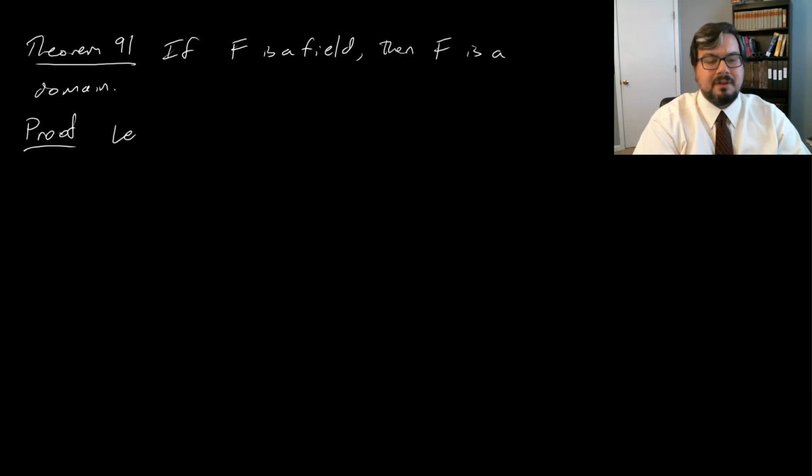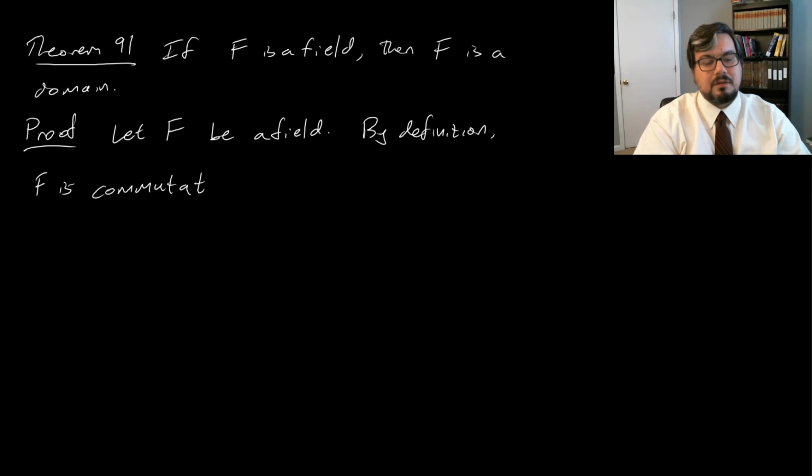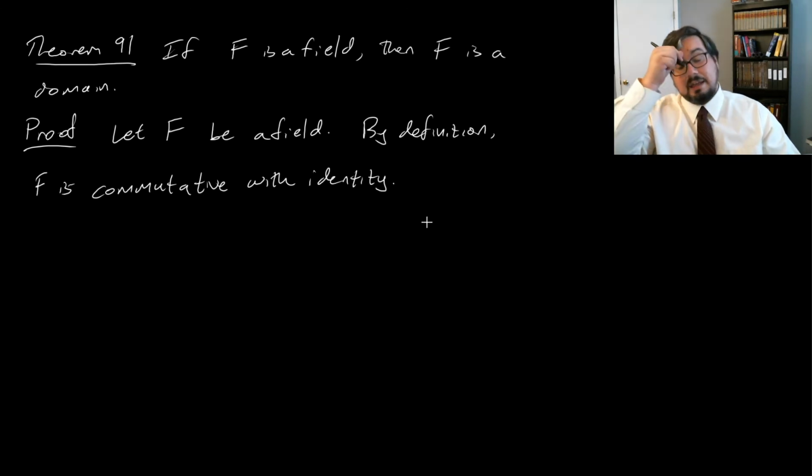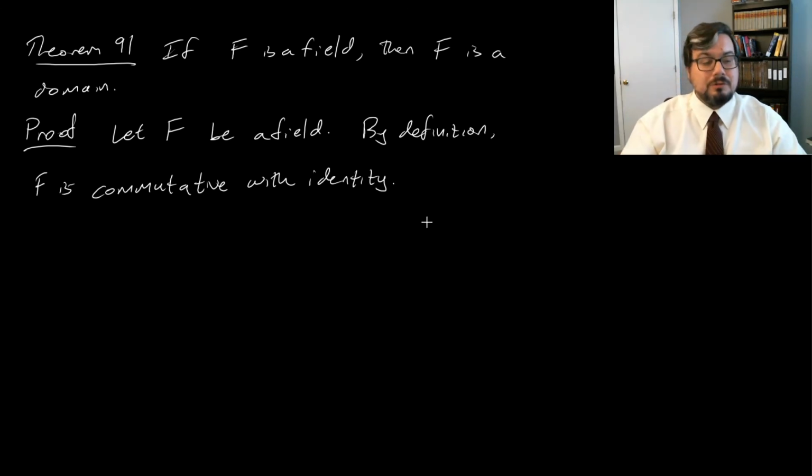Let's prove this. Let F be a field. By definition, F is commutative with identity. That was part of the definition of being a field. So we got that F is commutative with identity, and so the only thing we have left to prove in order to show that F is a domain is that it contains no zero divisors.